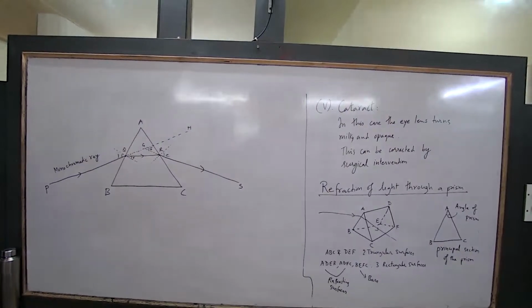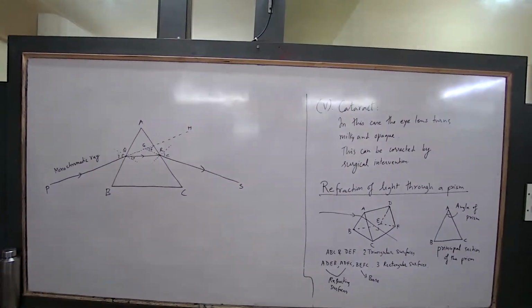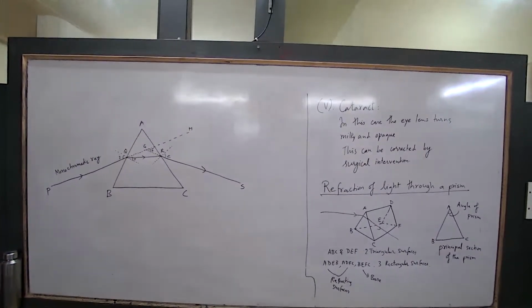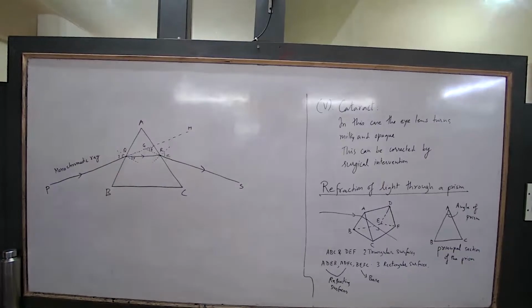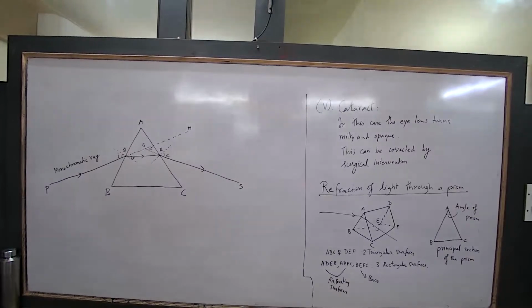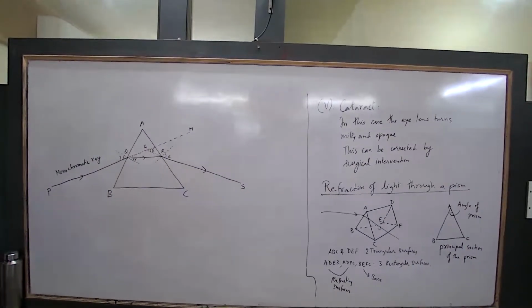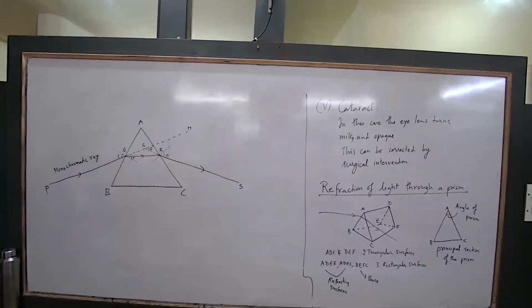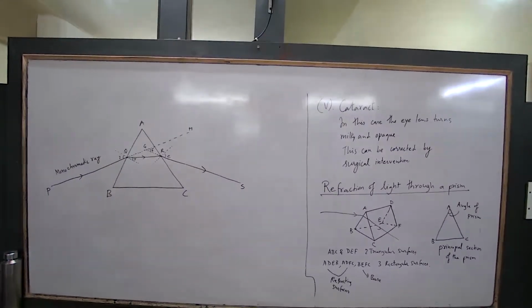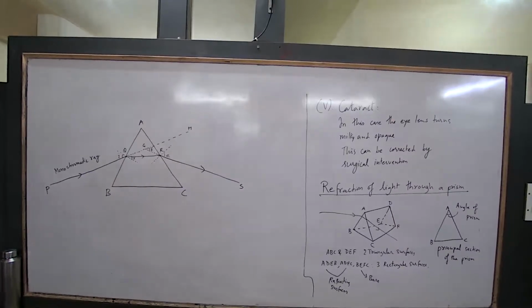Okay. So what is delta? Angle of deviation. Delta is angle of deviation. Okay. In NCERT it might be delta. What is the angle in NCERT? Delta. Delta.